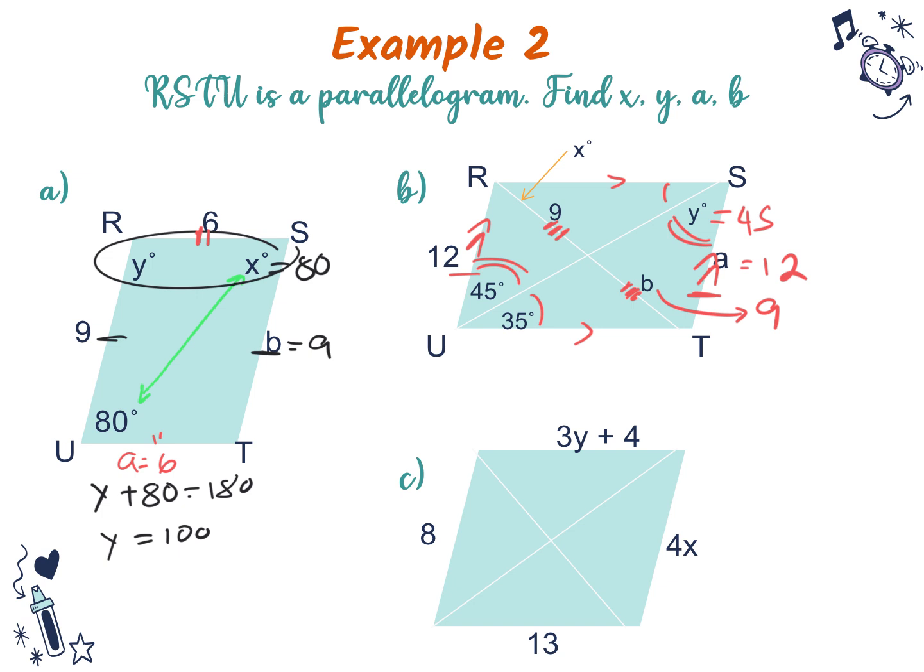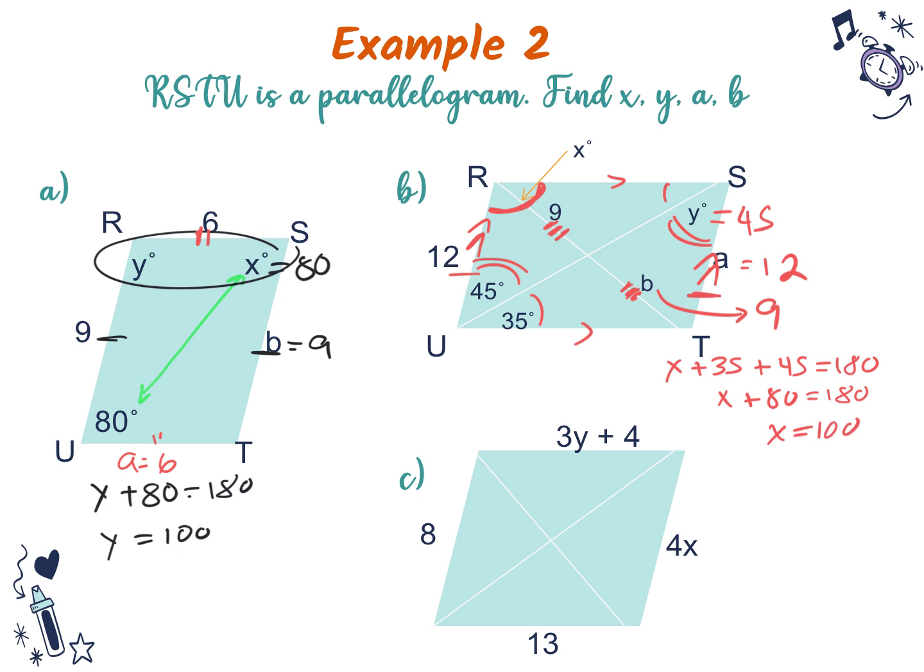And lastly, we have to find X. Now, X is going to be this whole angle right here. And the only way we can figure it out is by doing X plus 35 plus 45 equals 180, because those angles will be supplementary. If you guys remember. So we're going to combine the 35 and the 45, and I get X plus 80 equals 180. Then I'm going to move it over, and I get that X is equal to 100.